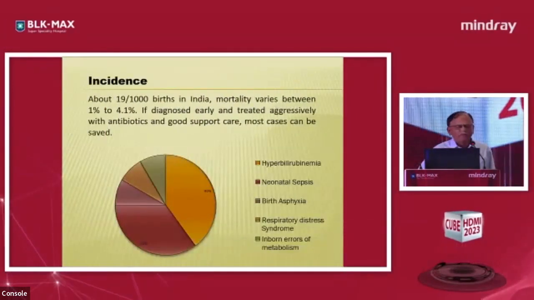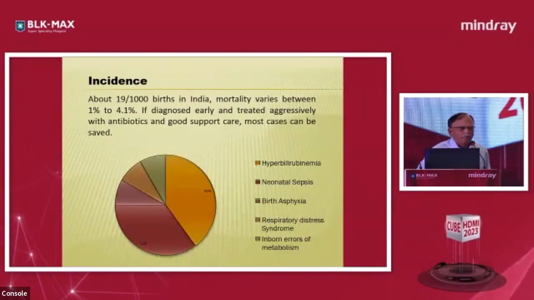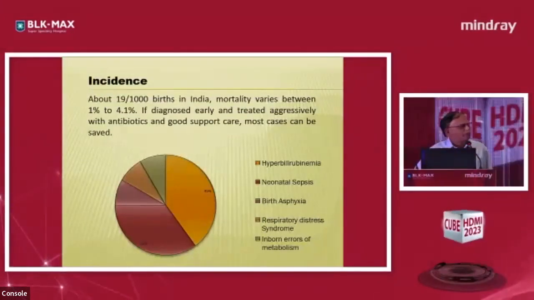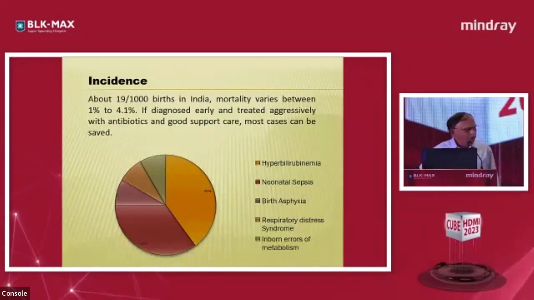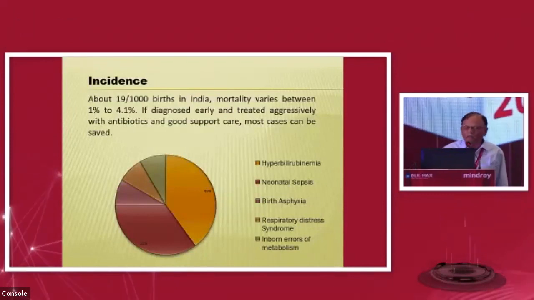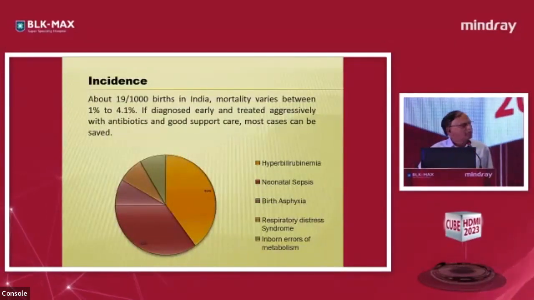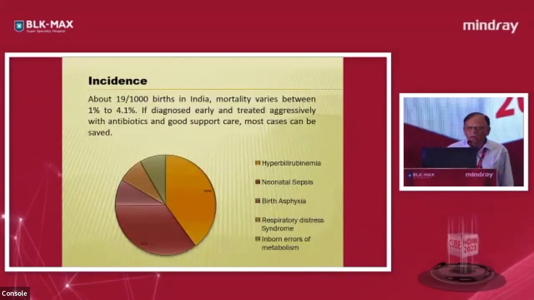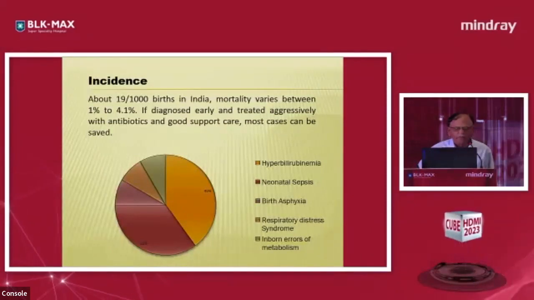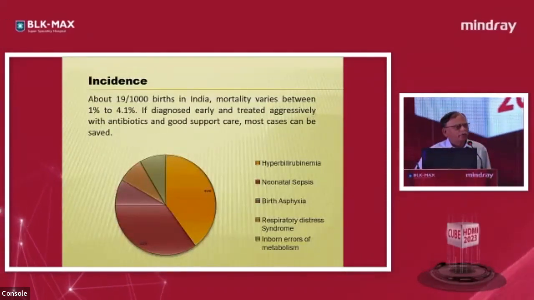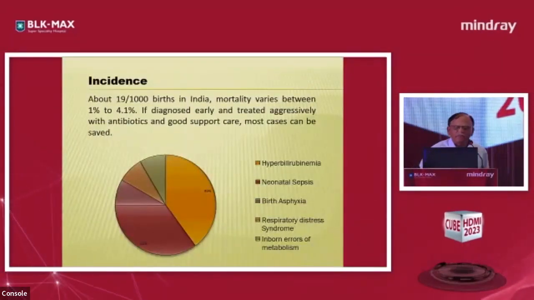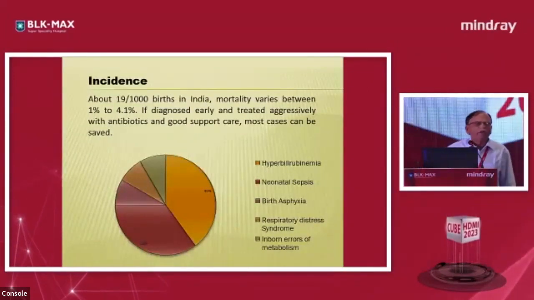Now, what is the incidence? About 19 per 1,000 live births in India, and the mortality varies between 1% to 4.1%. If diagnosed early and treated aggressively with antibiotics and good supportive care, most of the cases can be saved. In our hospital, of the patients admitted in the NICU, 35% are neonatal sepsis patients, and the remaining are hyperbilirubinemia, birth asphyxia, respiratory distress syndrome, and inborn errors of metabolism.